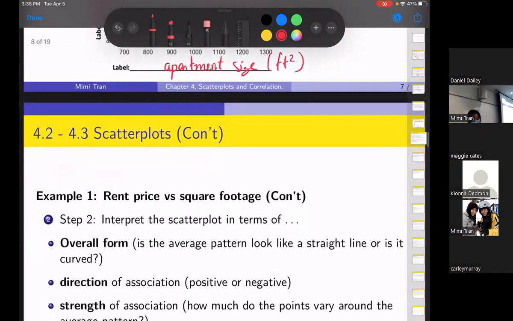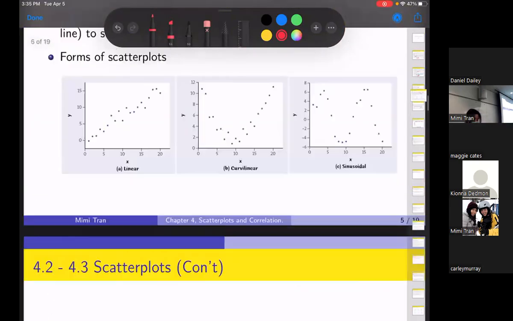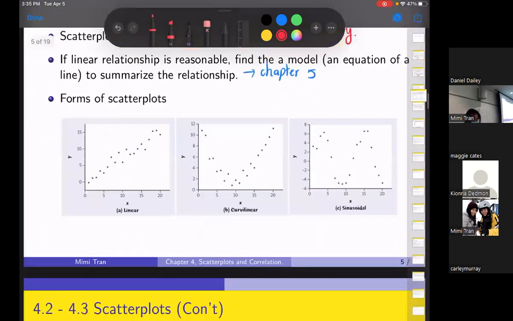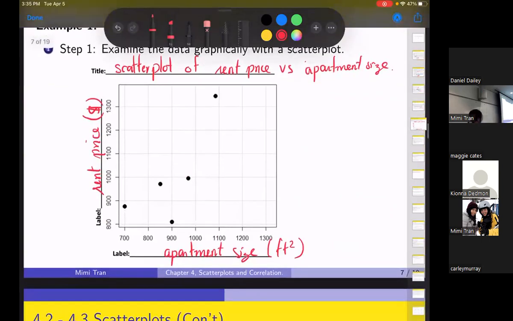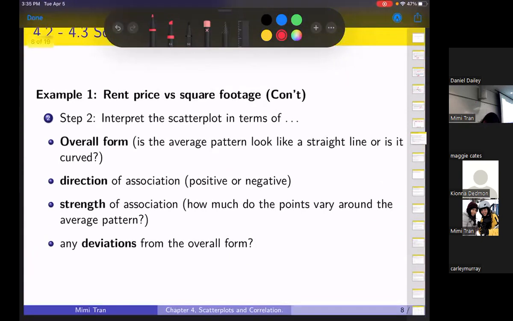Okay, so here are the steps to interpret the scatter plot. First, you have to look for the overall form. Form, remember, has 3 types, right? Is it linear, curved, or sinusoidal? What do you think? Linear, curve? Well, it's not going to be sinusoidal, right? I don't see any wave kind of picture there. So one of the first two. Linear, right? It looks approximately linear to me, not perfect. So I would say approximately linear.